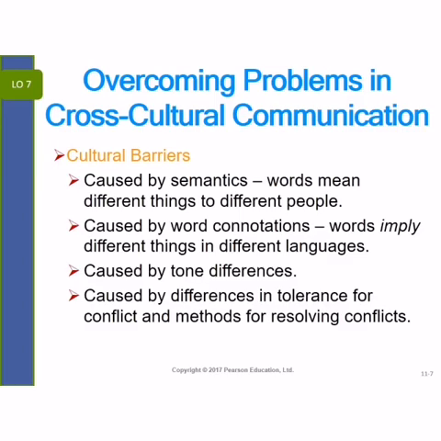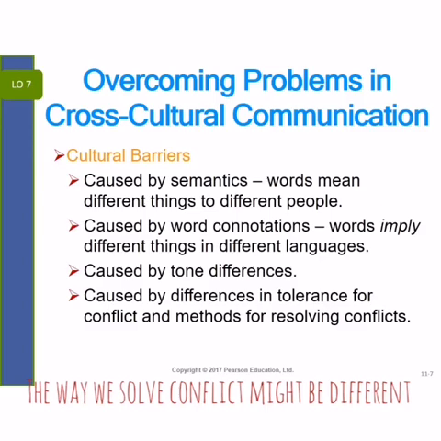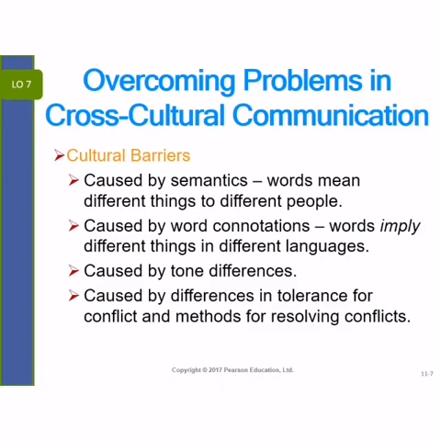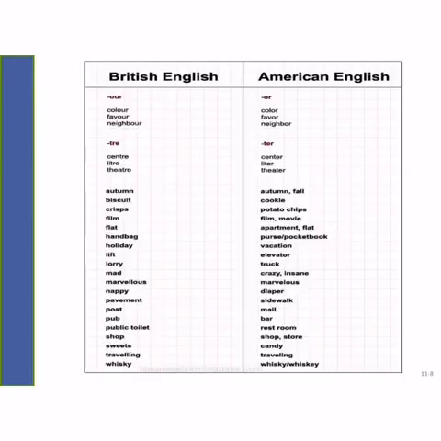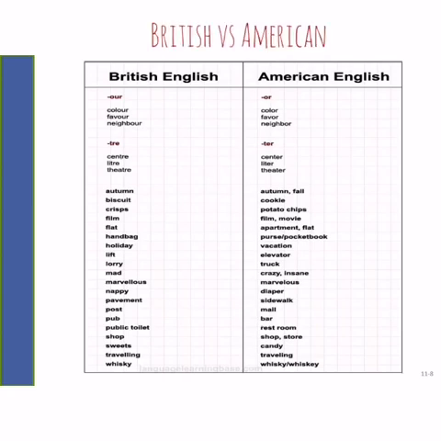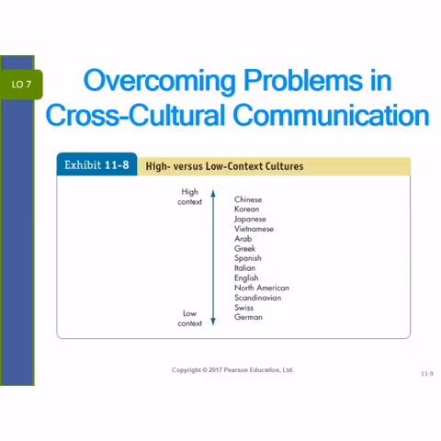And third, we have barriers caused by tone differences. In some cultures, language is formal, and in some others, it might be more informal. In some cultures, the tone changes depending on the context. People can speak differently at home, in social situations, and even at work. And fourth, we also have barriers caused by differences in tolerance for conflict and methods for resolving conflicts. For example, people from individualist cultures tend to be more comfortable with direct conflict compared to collectivist cultures. So you can see the example here, even though both American and British speak English, they still have certain differences due to the effect of cross-culture.